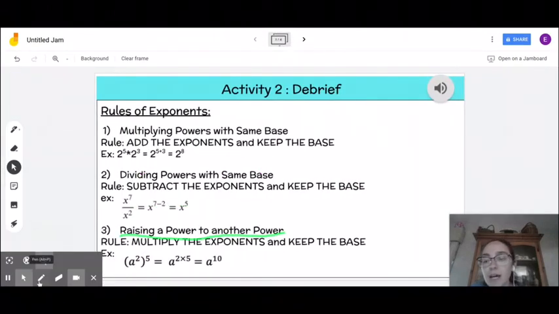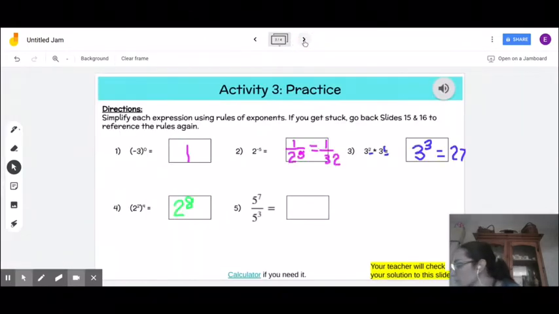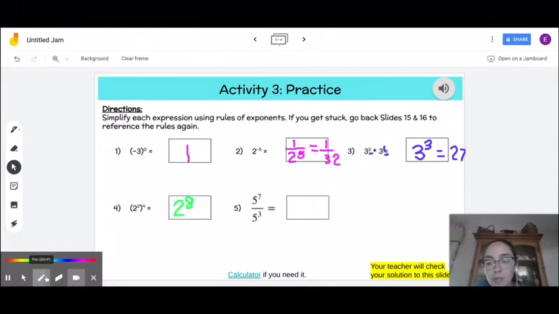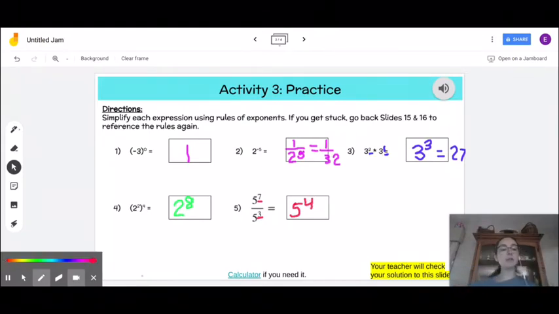So when we have to divide powers with the same base, the rule is subtract the exponents and keep the base. So if I come here, I keep my base. It told me to keep my base, so my base is still a 5. And I have to subtract my exponent numbers. 7 minus 3 gets me a 4. Okay, so ladies and gentlemen, that's how we complete slide number 16 on our activity for today.